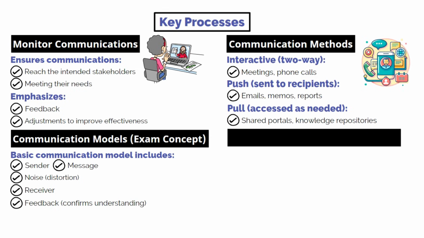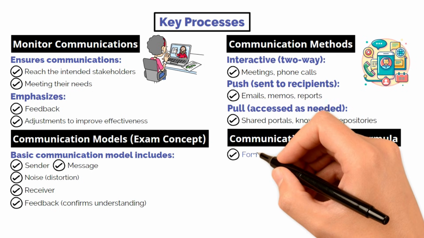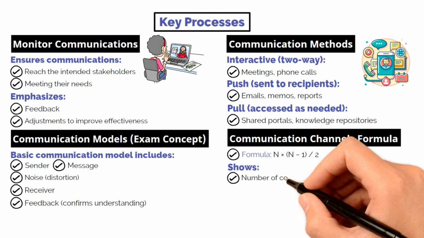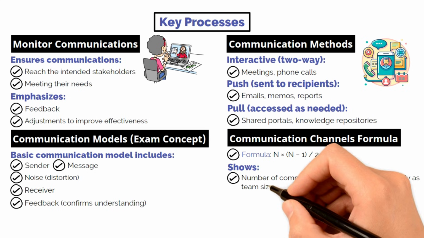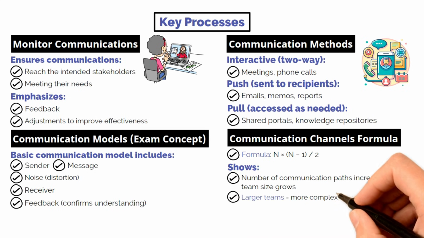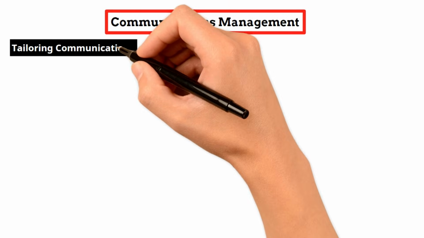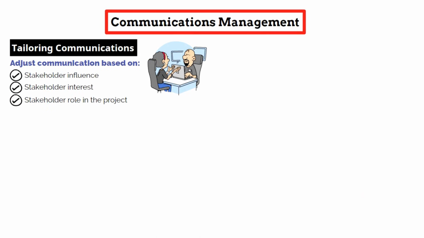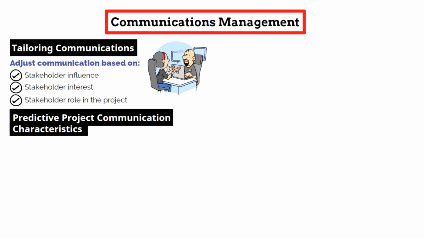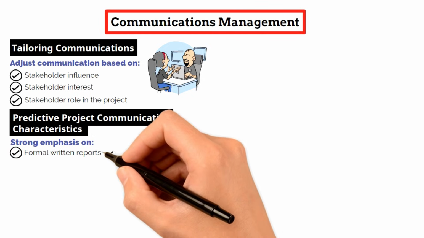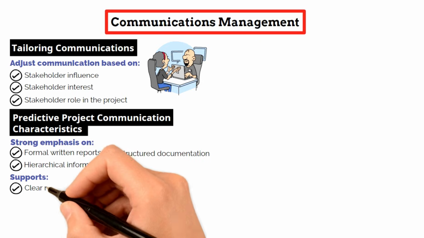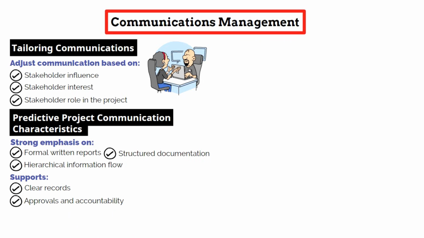Another important exam concept is the communication channels formula, which is n times n-1 divided by 2. This formula shows how the number of potential communication channels grows rapidly as team size increases, making coordination more complex in larger teams. Effective communication also requires tailoring information based on stakeholder needs, considering their level of influence, interest, and role in the project. For predictive projects, there is a strong emphasis on formal, written reports, structured documentation, and hierarchical information flow. This reflects the need for clear records and approvals in more traditional environments.